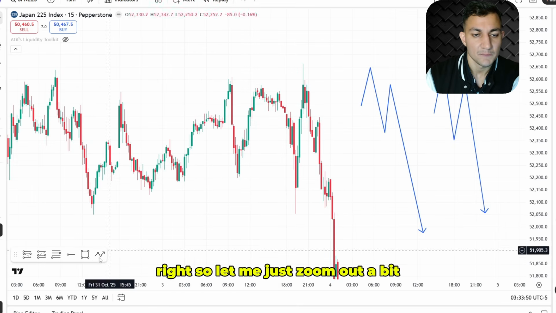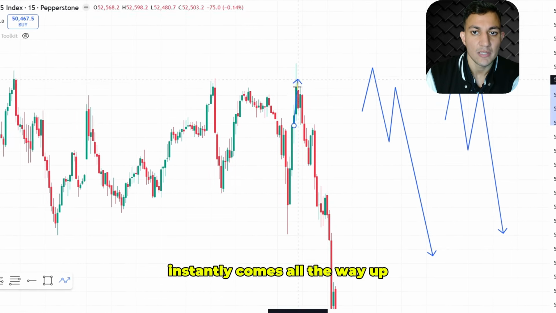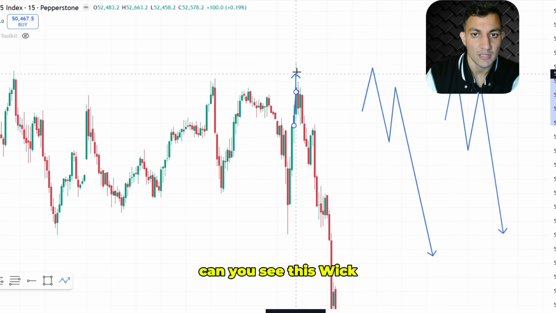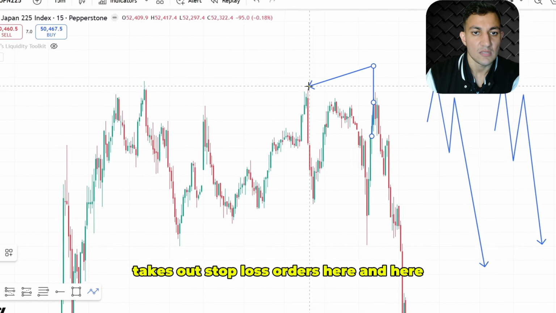So let me just zoom out a bit. 8 p.m. Eastern here. What does price do? Instantly comes all the way up. Look at this giant wick here. Can you see this wick? This wick comes all the way up, takes out stop loss orders here and here.